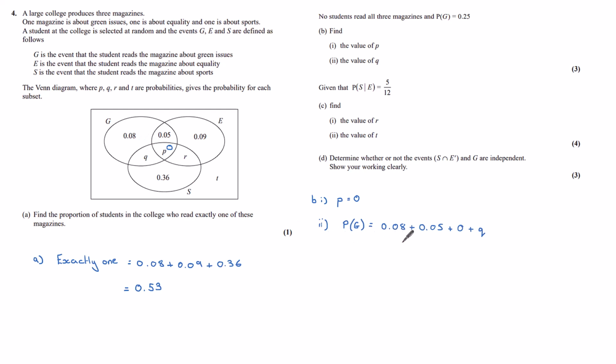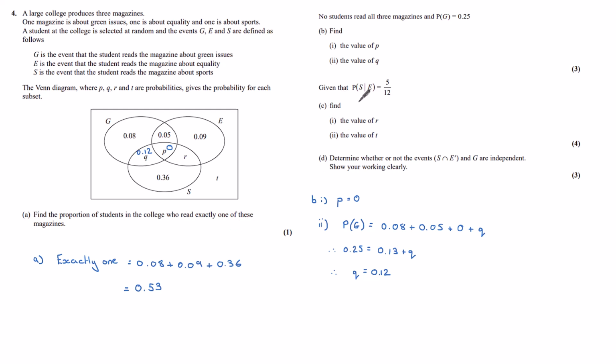And we know the sum of these 4 to be 0.08 plus 0.05 plus 0, which is P, plus our value Q. And that equals 0.25. So our 0.25 is equal to 0.13 plus Q. Subtract 0.13 gives us a Q value of 0.12. And we can pop that on the diagram as well. It may help us later.